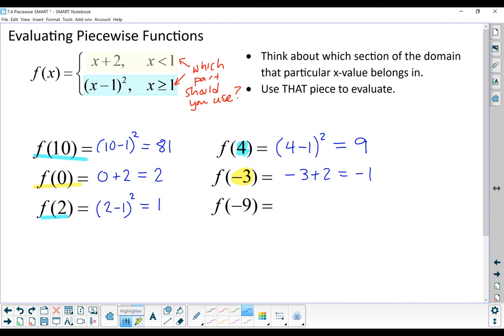And finally, f of -9. Well, -9 is definitely less than 1. So again, we would use that first piece. So that's -9 plus 2, which is -7. So you have to think about which section of the domain that x value belongs in, and then you will use that piece only to evaluate.